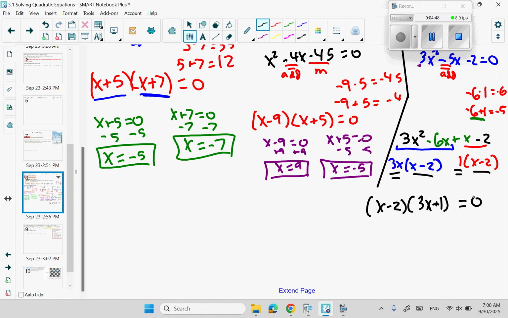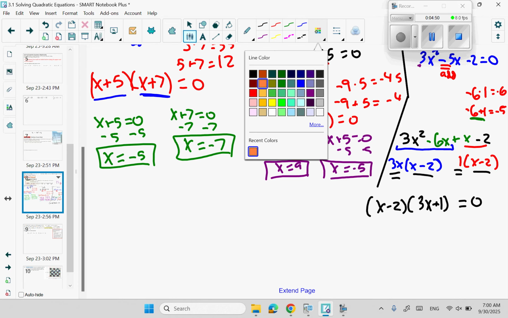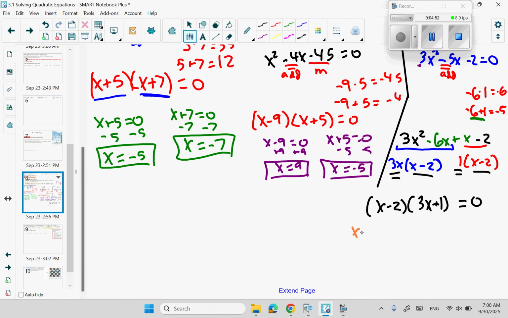But remember, the one extra step is now these things equal 0, so I would set both parentheses equal to 0 and solve. So minus 1, divide by 3, divide by 3. We get x equals negative 1/3 plus 2 plus 2. We get x equals 2.